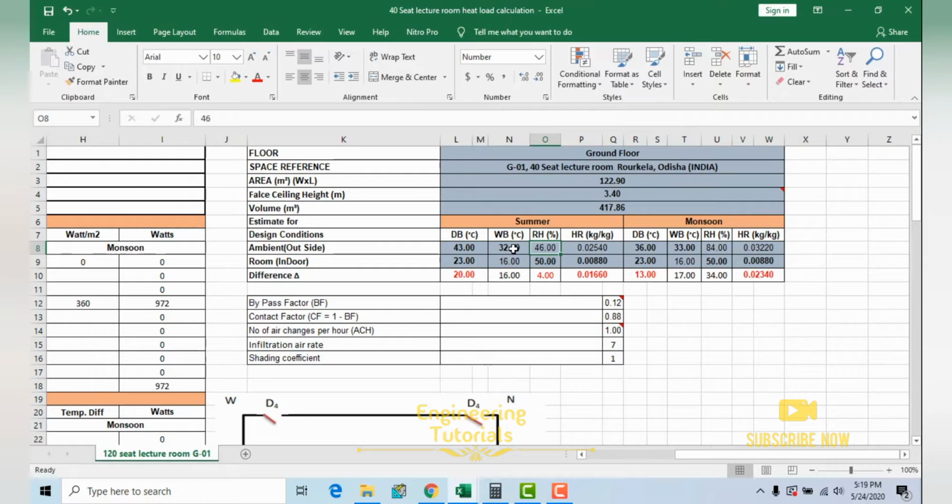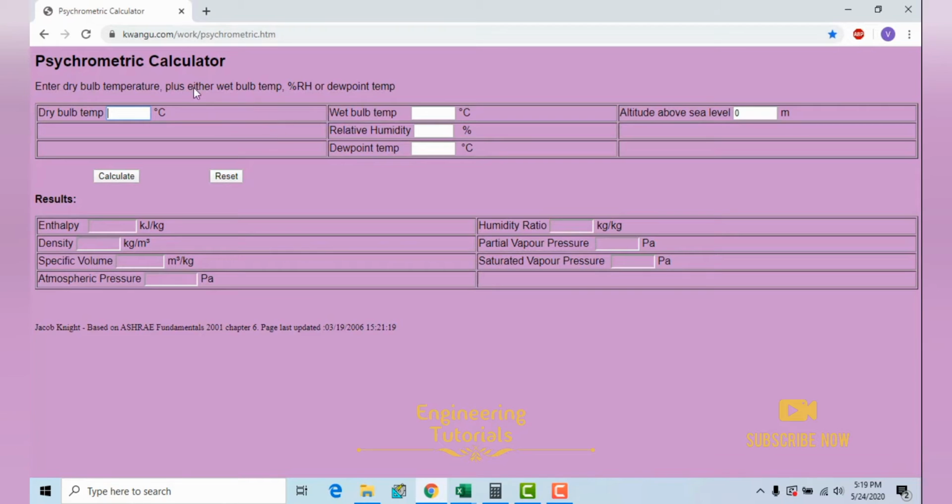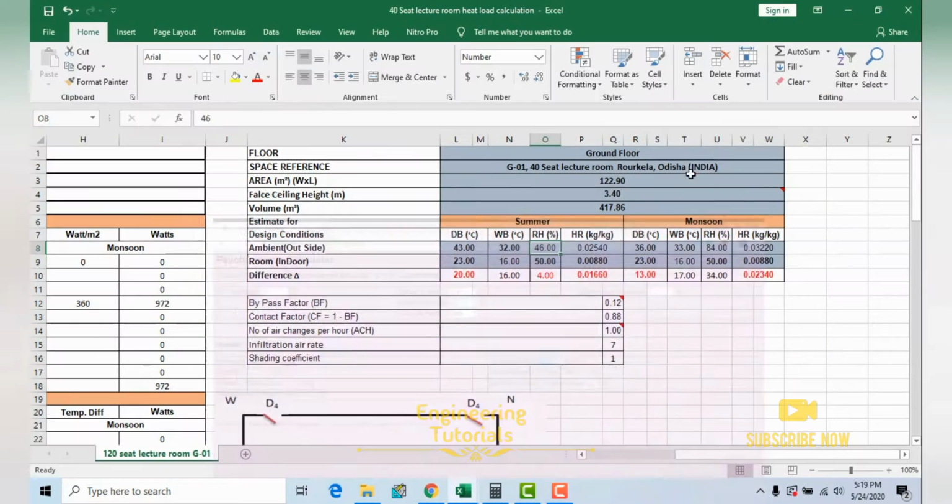So we know that 43 outdoor dry bulb and relative humidity 46%. So we need to get these values from the psychrometric calculator, wet bulb and humidity ratio. How you will get that? We know that 43 degree dry bulb outside and 46% relative humidity. So we'll get the wet bulb and humidity ratio. So this is the calculator which I'm going to use. 43 is the outside dry bulb temperature, and relative humidity outside is 46%. So as you can see that wet bulb calculated is 31.8 and humidity ratio is 0.0254.